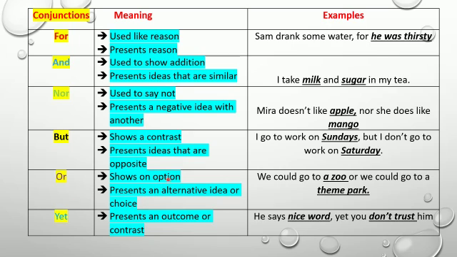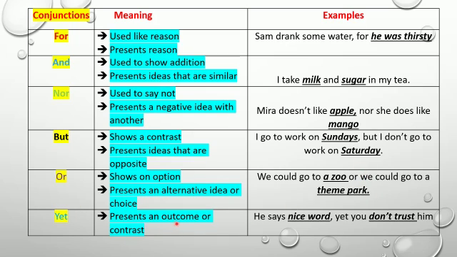Or shows an option. It presents alternative ideas or a choice. Here, if two things are given and you are asking for a choice, what do you want? Let us see this example. We could go to a zoo or we could go to a theme park. Here the choice is there, a zoo or a theme park. That's why we are using or.